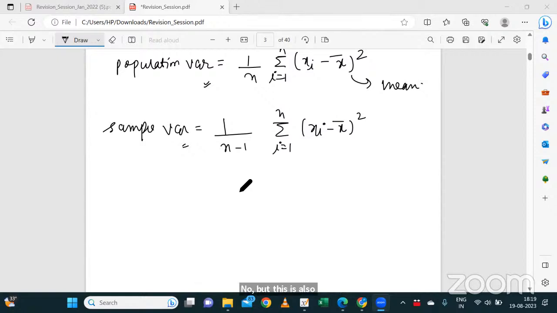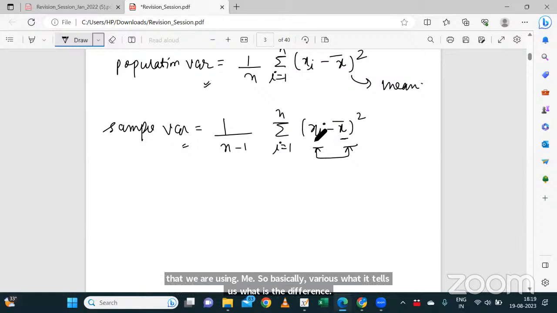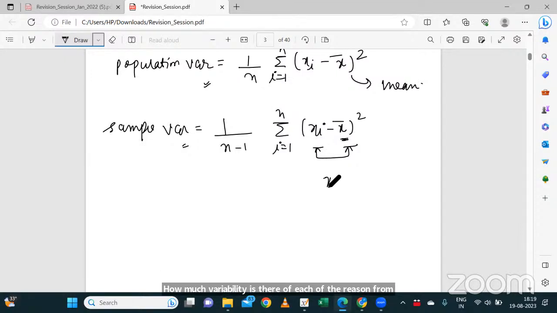Because the mean is also very sensitive to outliers, right? So here we are using the mean. Basically, what does variance tell us? It tells us how much variability there is of each observation from its mean. We are taking the difference of each observation from its mean. This is what the variance tells us: how much spread there is of each observation from its mean value.